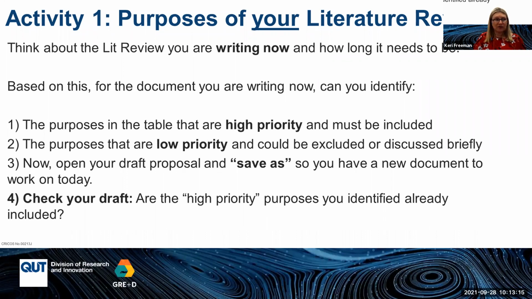What I would like you to do is open up the activity sheet. If anyone's just joined and they don't have the activity sheet, please let me know so I can upload it into the chat for you. But if you can open it up and have a look through the purposes in the table and have a think, depending on where you are right now in the document you're writing, think of the purposes that are high priority and you think must be included in your lit review. And then there might be some that are low priority, particularly if you're at the proposal stage, or even if you are writing a journal article, because of course we know they're quite short. So have a little think about that.